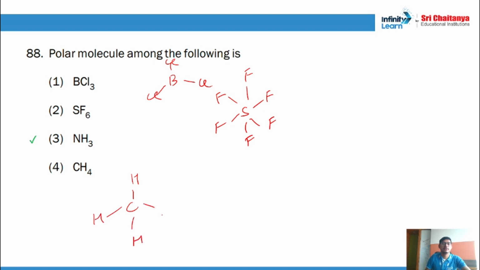Actually, in ammonia there are 3 bond pairs and 1 lone pair. So yes, it is unsymmetrical. Its bond dipoles all point in the same direction, that is, they add up. So ammonia is a highly polar molecule. Okay, so that is the correct answer.